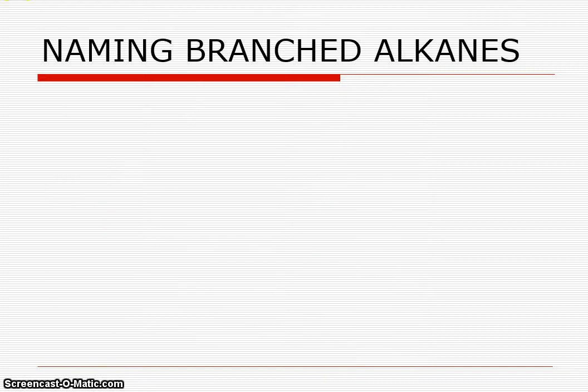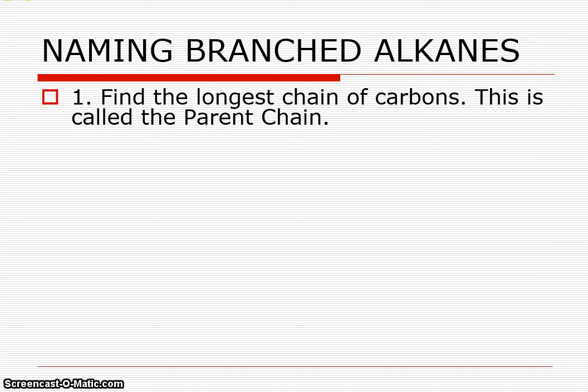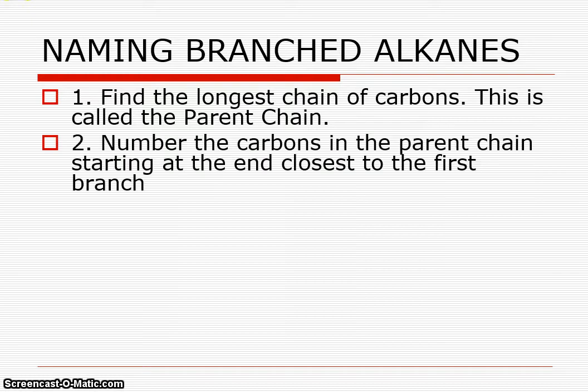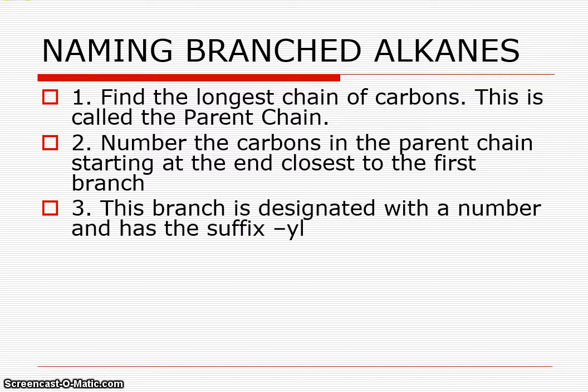Naming branched alkanes is a little bit different. It requires some other rules. You're going to need to write down this list. You need to find the longest chain of carbons. This is called the parent chain. This may not be a straight chain. You have to look for the longest chain. It could be bent. Number the carbons in the parent chain starting at the end closest to the first branch.